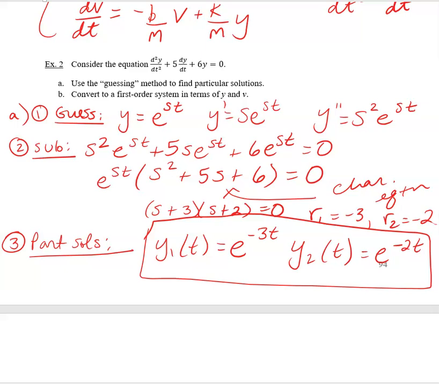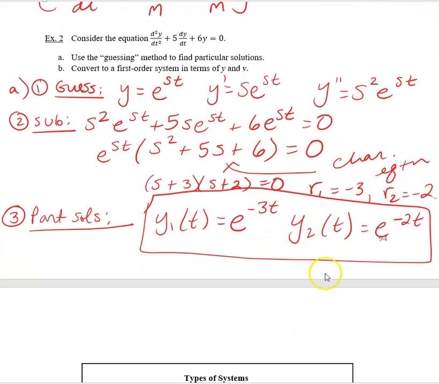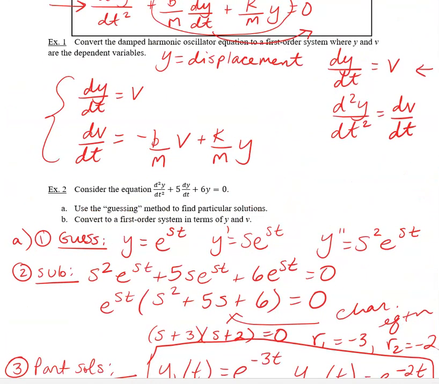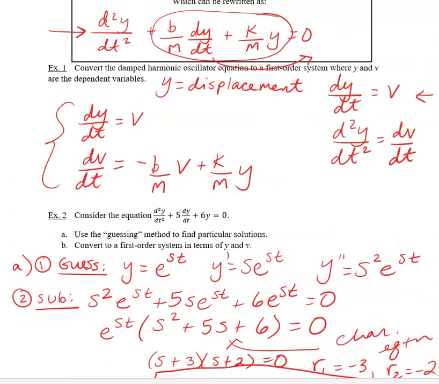Now the second part of this said convert this to a first order system of equations in terms of y and v. So what we did previously in the last example. Now before I jump in here, let's go ahead and identify a few things. So b over m is going to be that coefficient on the dy dt. So let's just jot that down. b over m is 5 and k over m is the coefficient on y, which is going to be 6.